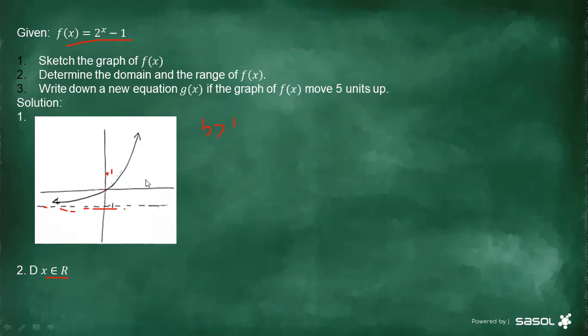And then what about the range? The range is y is an element of... We don't have to write it the way I did, that is very wrong. You just have to write y is an element of -1 to +infinity.